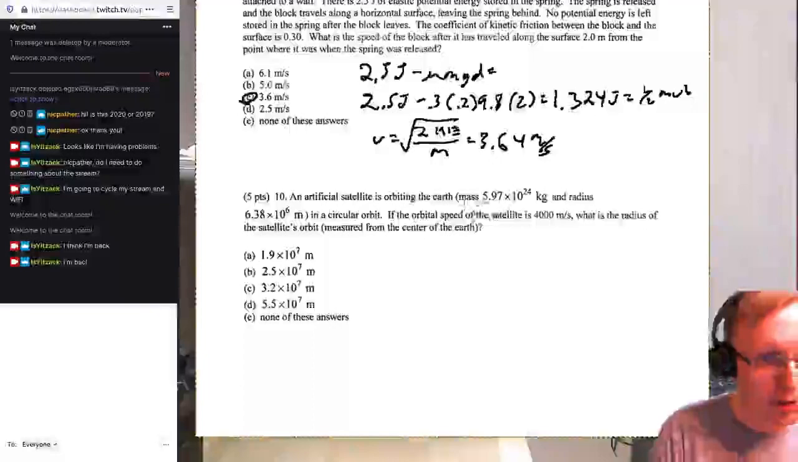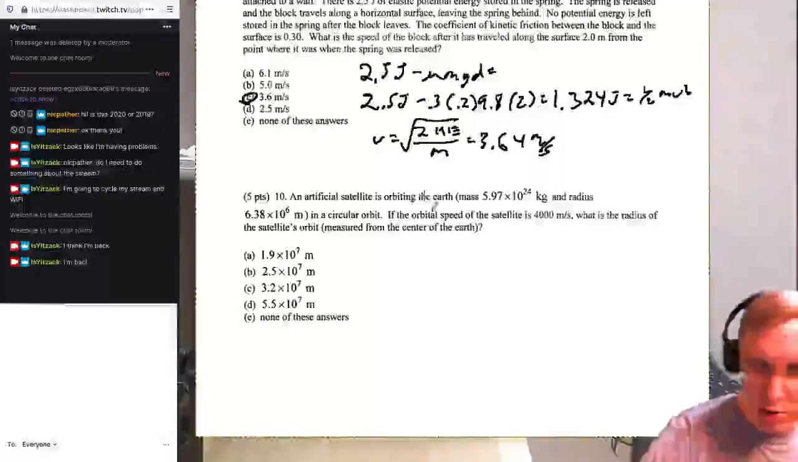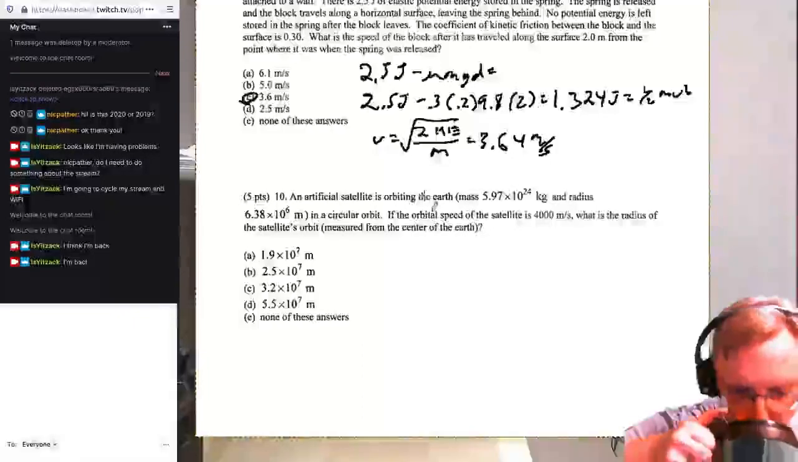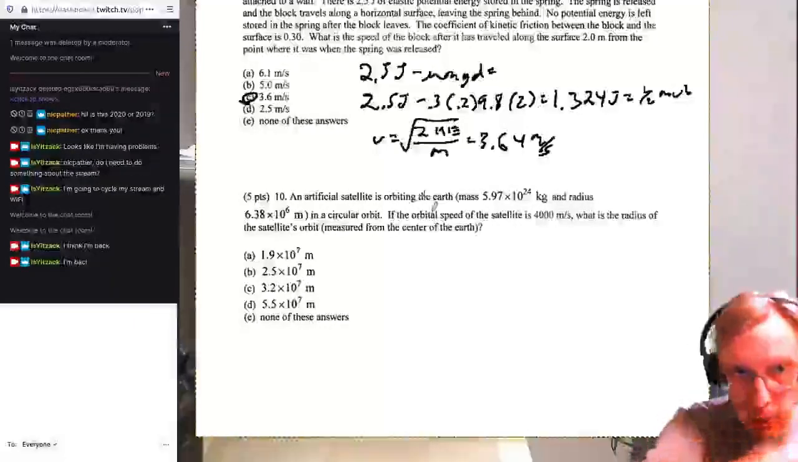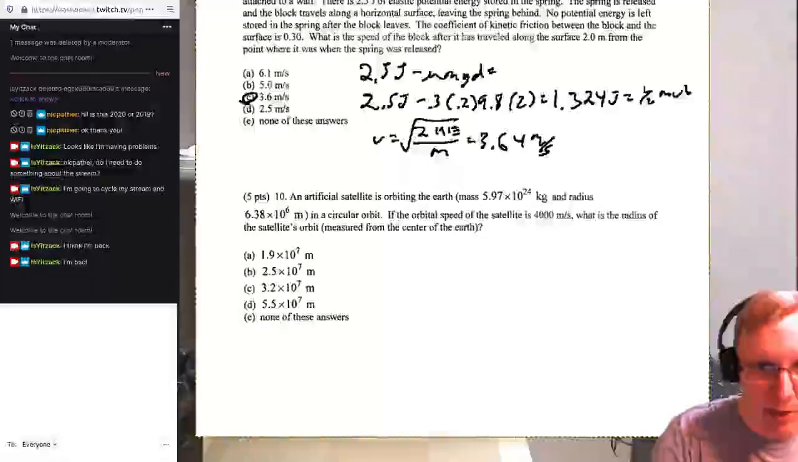An artificial satellite in orbit of the Earth, mass and radius is given. In a circular orbit, if the satellite has a speed of 4,000 meters per second, what is the radius of the satellite's orbit measured from the center of the Earth? All right, I remember a similar problem. It was unfortunate that we were not given that equation relating velocity to radius. I believe it was down here somewhere.